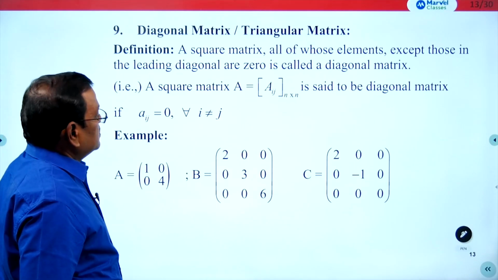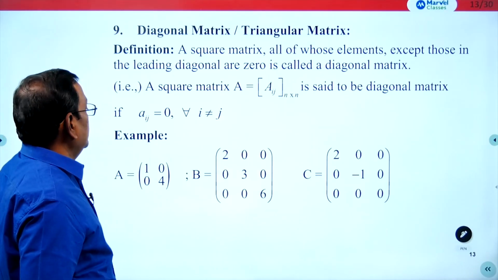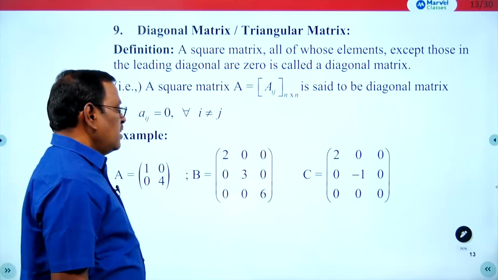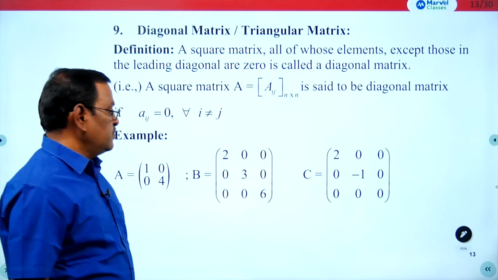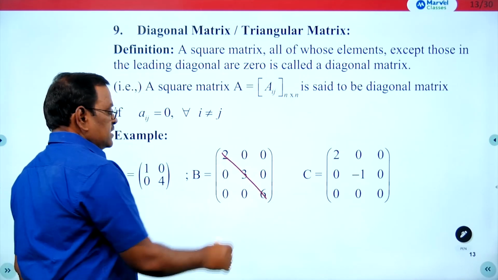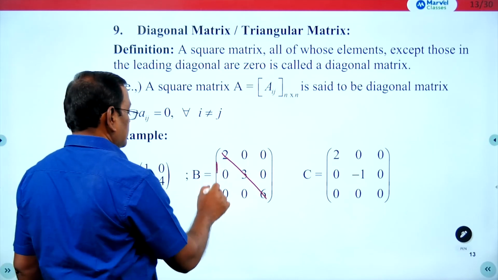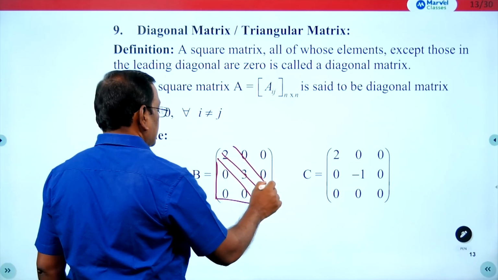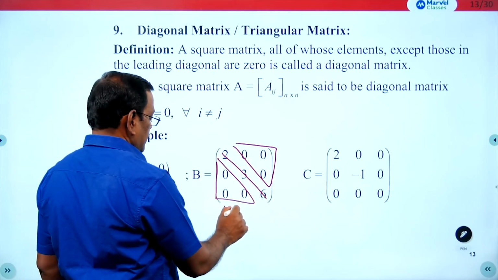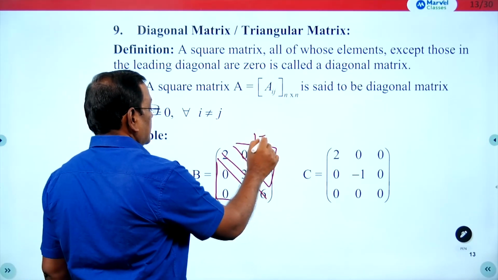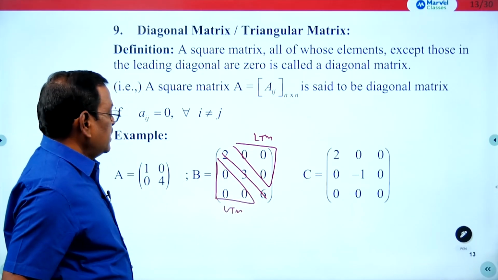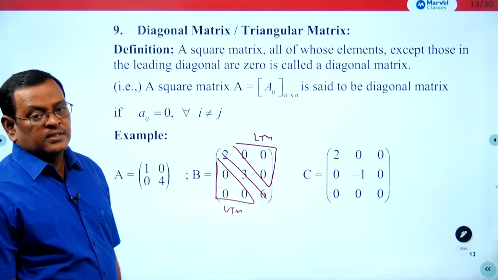Now the 9th type, diagonal matrix. A square matrix, all of whose elements except those in the leading diagonal are 0, is called a diagonal matrix. That is, all non-diagonal elements are 0. See here, these three are diagonal elements. Other than these three numbers, all other numbers are 0. Below the diagonal 0 is an upper triangular matrix. Above the diagonal 0 is a lower triangular matrix.